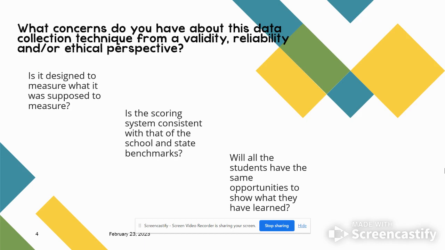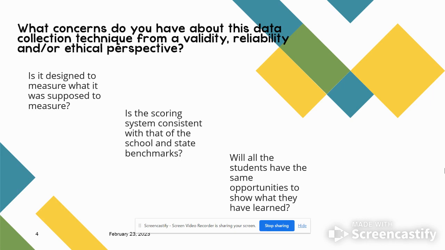What concerns do I have about this data collection in particular would be, is it designed to measure what it was supposed to measure? Is my test that I designed testing everything that I taught them? Or is it testing things that I'm hoping they're going to know by the end of this? What is really the design of my test, and is that benefiting the students and what I'm looking for? Is the scoring system consistent with that of the school and the state benchmarks?